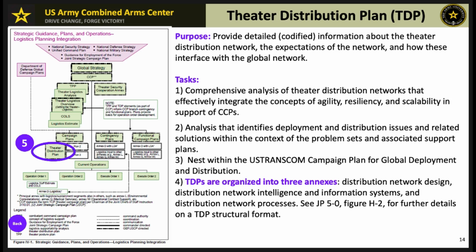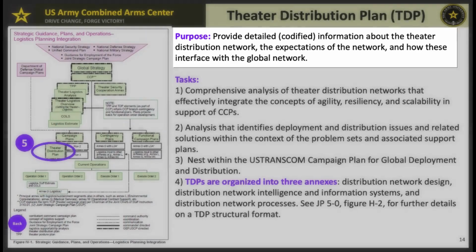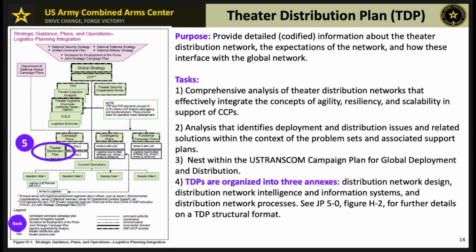The Theater Distribution Plan, or TDP, provides codified information on the theater's distribution network, expectations, and interface with global networks. It integrates concepts like agility, resilience, and scalability to support combatant commander campaign plans. The TDP addresses deployment and distribution challenges, aligning solutions within the context of operational problem sets. It nests within U.S. Transcom's Global Deployment and Distribution Campaign Plan.